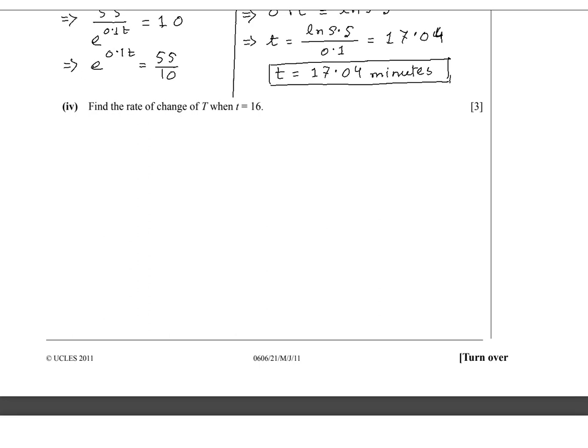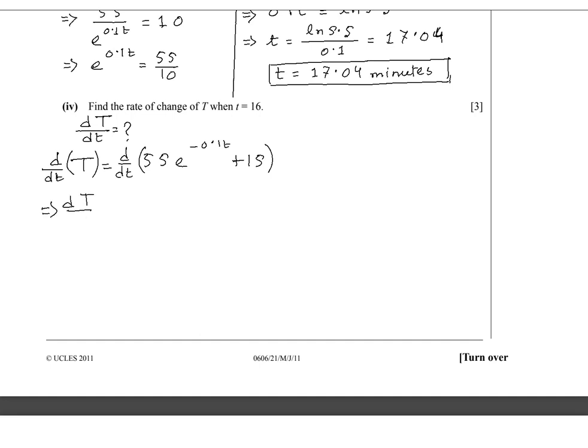Now for the last part of this question, we need to find the rate of change of temperature with respect to time when time is 16 minutes. What does that mean? It means we have to find dT over dt equals what when t equals 16. Let's write the equation. T equals 55 times e to the power minus 0.1t plus 15. Now let's differentiate this equation with respect to time. So we can write d over dt of temperature T equals d over dt of 55 times e to the power minus 0.1t plus 15.